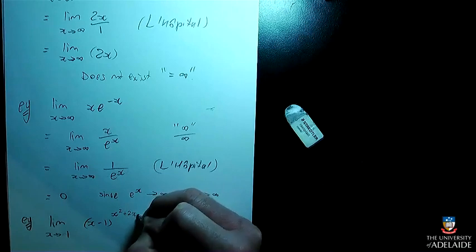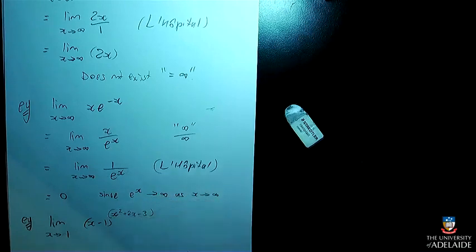Let's do this one: the limit as x goes to 1 of (x minus 1) to the power of x squared plus 2x minus 3. Now this doesn't look anything like a fraction at the moment, but it is a problem because if I put in x equals 1 I get 0, and if I put in x equals 1 up here I also get 0, and 0 to the power of 0 hasn't got a definition.